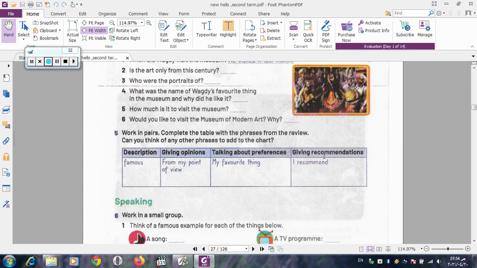Giving recommendations, as I told you, you have to use the verb recommend, or the verb suggest. For example, I advise you to buy something, a new book, for example. I recommend you buy this book. I suggest you buy this book. Or I recommend you should buy this book, and so on. So recommend is when you are advising someone to do something or suggesting.